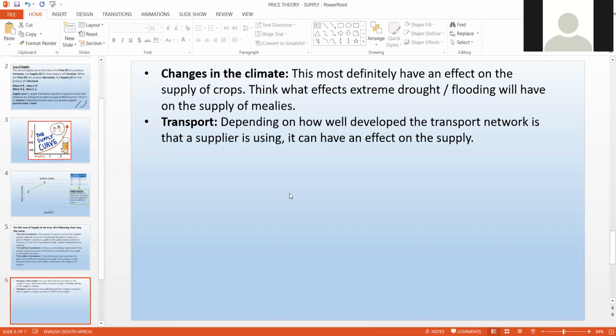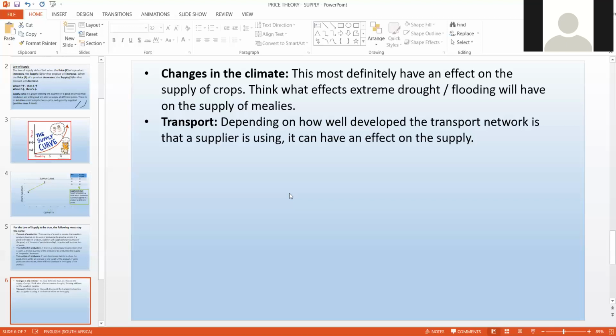And then transport. Once again, in this time that we are experiencing now, transport is a problem. Depending on how well developed the transport network is that the supplier is using, it can have an effect on the supply. Why do we say so? I have a friend who is importing face masks from overseas. But the problem is there are currently extremely few flights coming into South Africa. It's only cargo flights and they are very limited. The same with ships. It's becoming a little bit easier now at the ports, but still, due to this pandemic, transport is not that readily available.